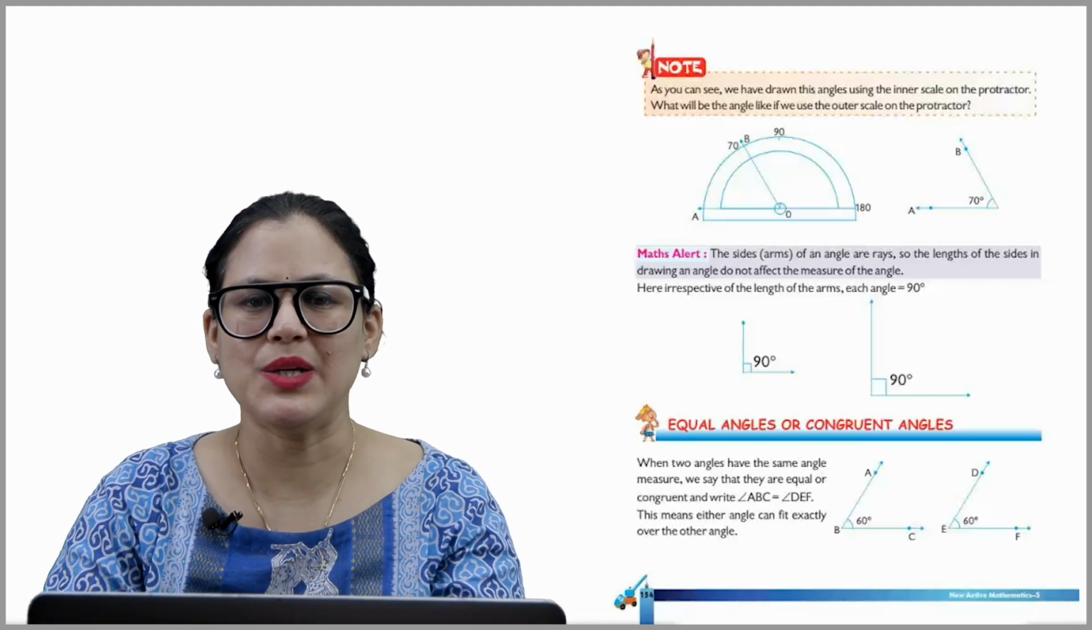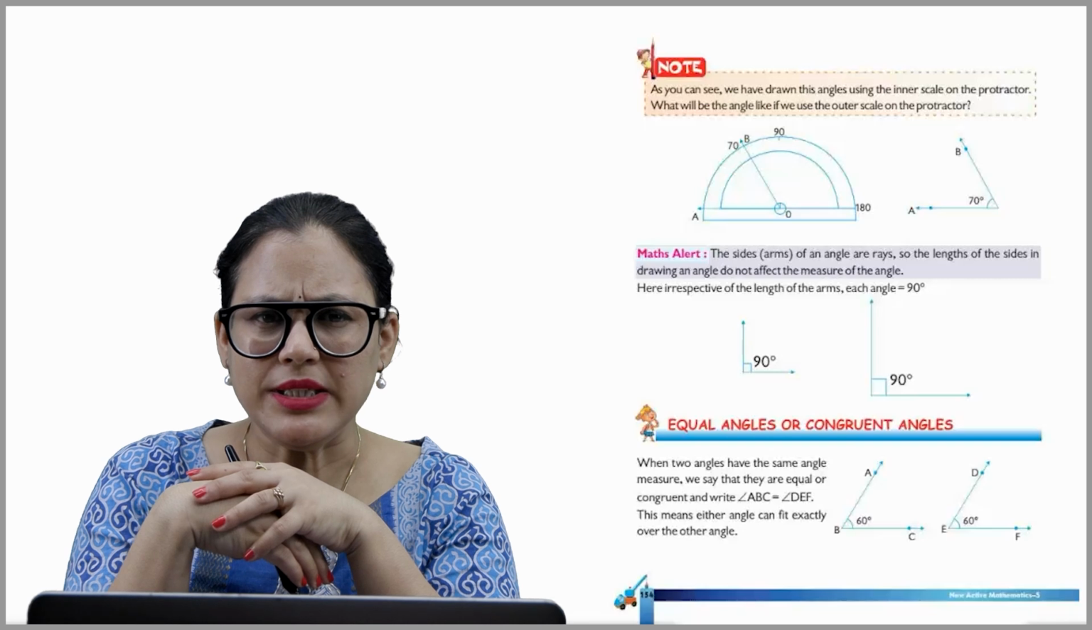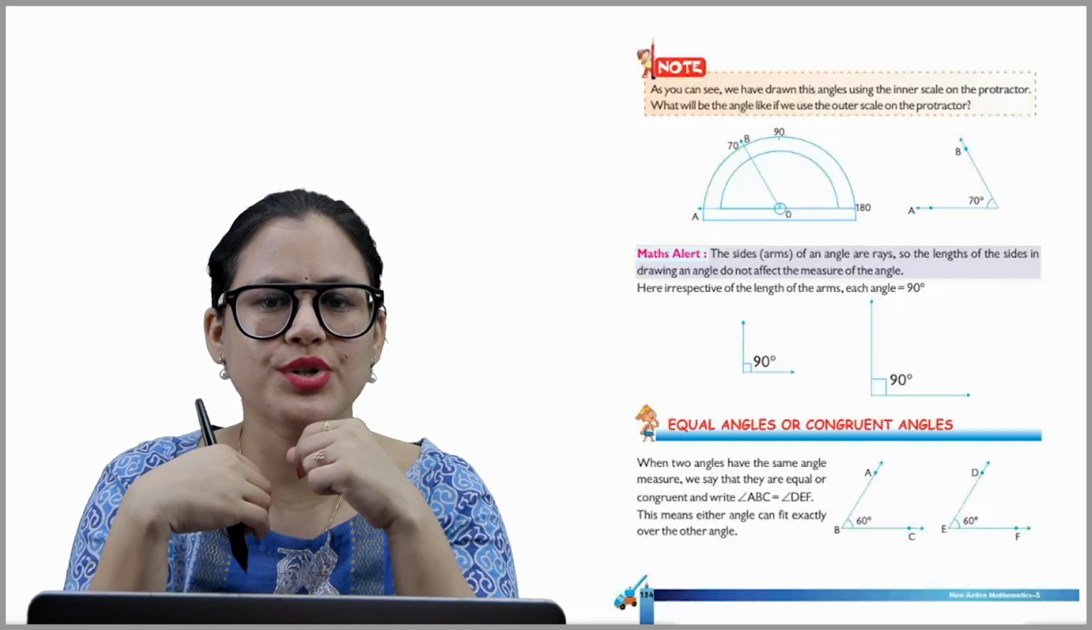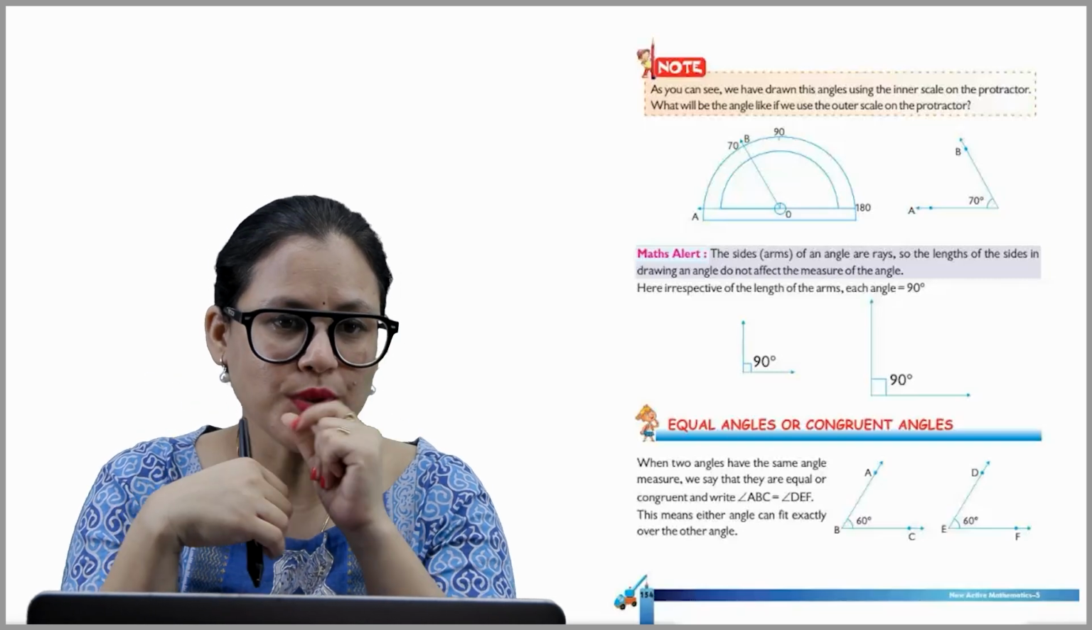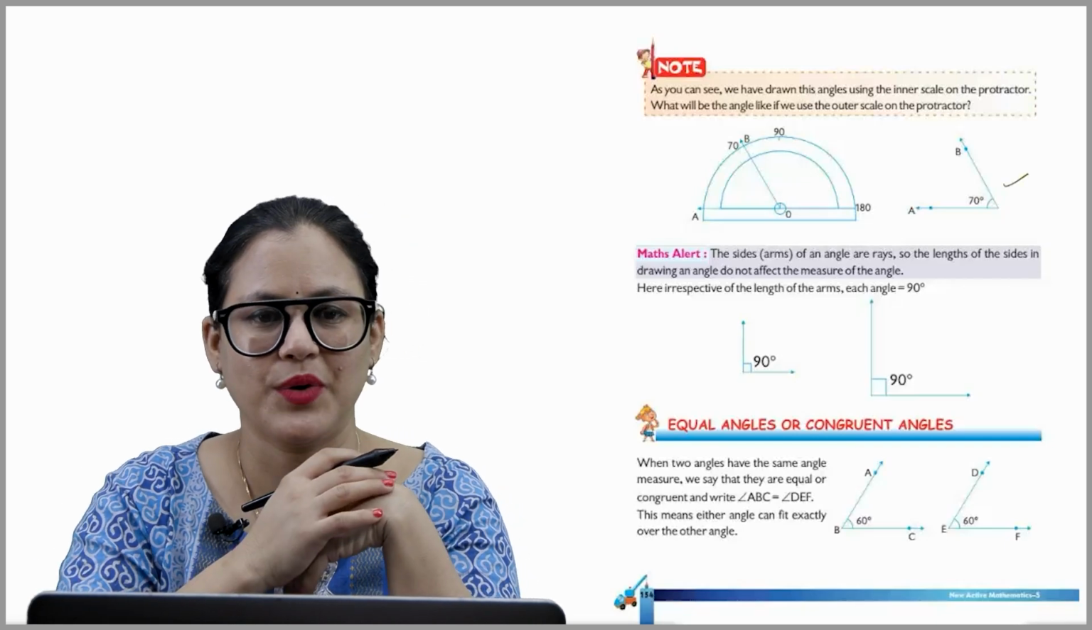Note, as you can see, we have drawn these angles using the inner scale on the protractor. What will the angle be like if we use the outer scale on the protractor? If you use the outer scale of the protractor, you will get this angle, okay.